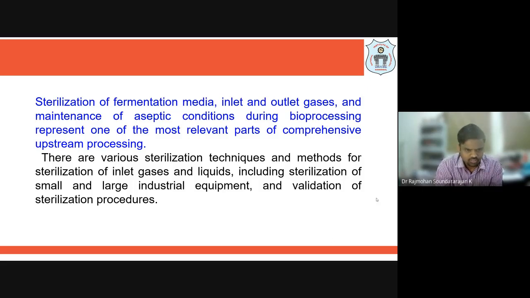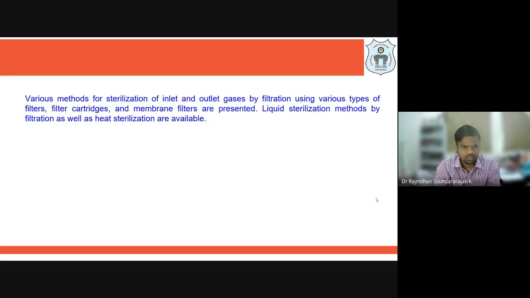Okay, so there are various sterilization techniques and methods available for sterilizing the inlet gases, or even liquid if there is a continuous process. Also, including the sterilization of small equipment, we need a technique. For sterilization of large scale equipment, we need a different technique. Also, we have to validate all the different sterilization processes which are being performed.